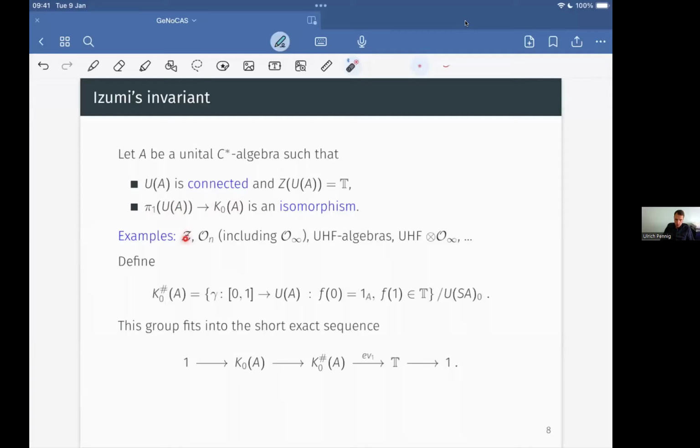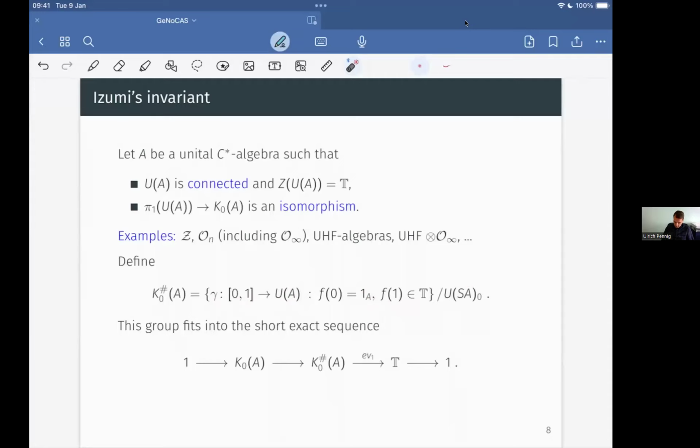So for example, the Jiang-Su algebra does, the Cuntz algebras O_n do, including the Cuntz algebra O infinity. These infinite tensor products, the UHF algebras, do, and UHF algebras tensor O infinity do. So there are lots of examples that satisfy these conditions. Then if you have that, you can construct a group that is an extension of the K0 group of the C-star algebra. You do that by looking at continuous paths from the unit interval into the unitary group, where you demand that at one end you have the identity, and at the other end you end up in the circle. And then you take this and you mod out.